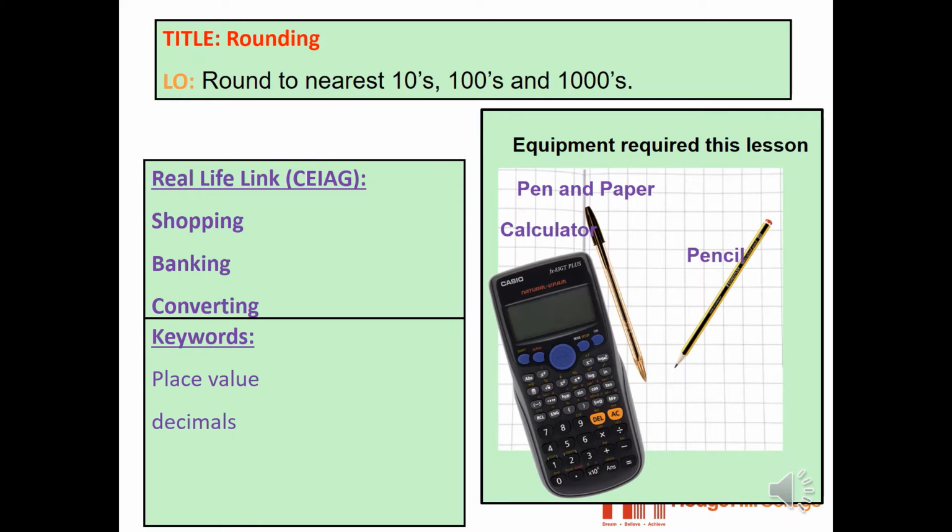So our objective today is to be able to round to the nearest tens, hundreds and thousands. Some of you may be wondering why we actually need this. It's really useful and applicable in real life, for example if you go shopping or if you get involved in banking and converting between currencies and stuff like that. And the keywords for today are place value and decimals, in case we see some decimals.